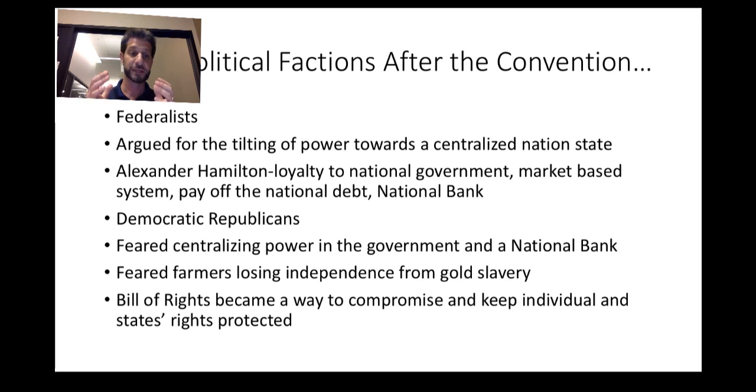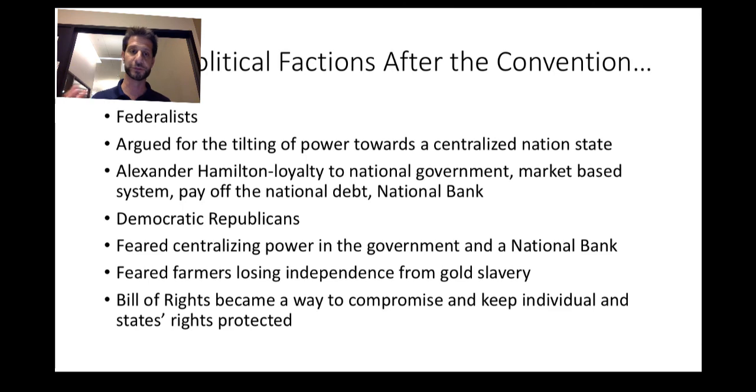So he fights for and wins a Bill of Rights, which becomes a way to compromise by keeping individual and state rights protected against the federal system. And that's the way you should always see the Bill of Rights. The Bill of Rights in many ways is really meant to be a document to protect against federal intrusion. And for Thomas Jefferson, he believes if he can get that and then expand westward into the Louisiana Territory, eventually they can create a farming republic.